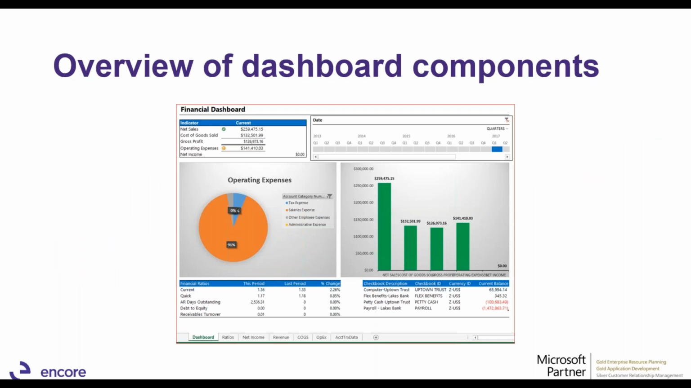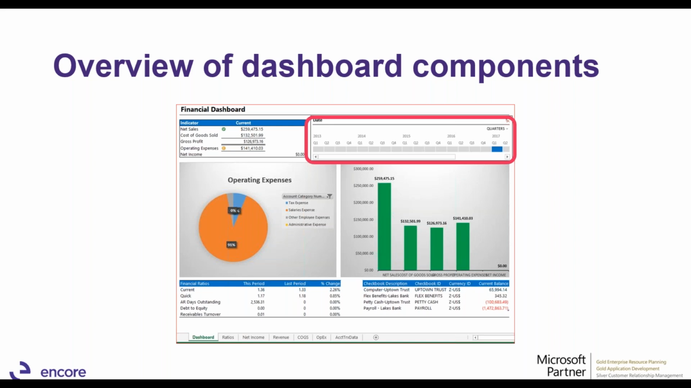The first thing we want to talk about is an overview of dashboard components. What are the things that actually make up a dashboard? I like to use the financials dashboard as an example because there's a lot of information in it. Up at the top, we see a nice little KPI that is meaningful to me in my organization. It shows me my net sales, my cost of goods sold, my gross profit, and my operating expense, and gives me a breakdown of my net income.